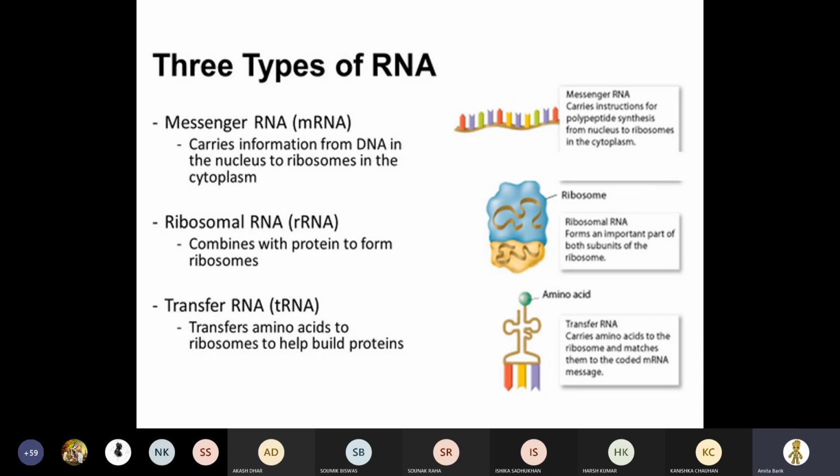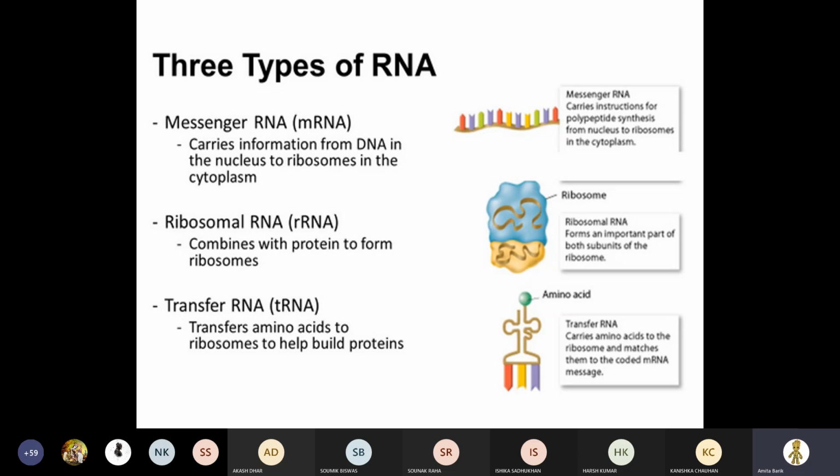And ribosomal RNA, shortly known as rRNA, is present in the ribosomes and combines with protein to form the ribosomes. Now the third one is the transfer RNA, also known as tRNA. They transfer the amino acids to the ribosomes to help form the proteins. So as the name suggests, they are transferring these amino acids to the ribosomes so that they can help form the proteins.